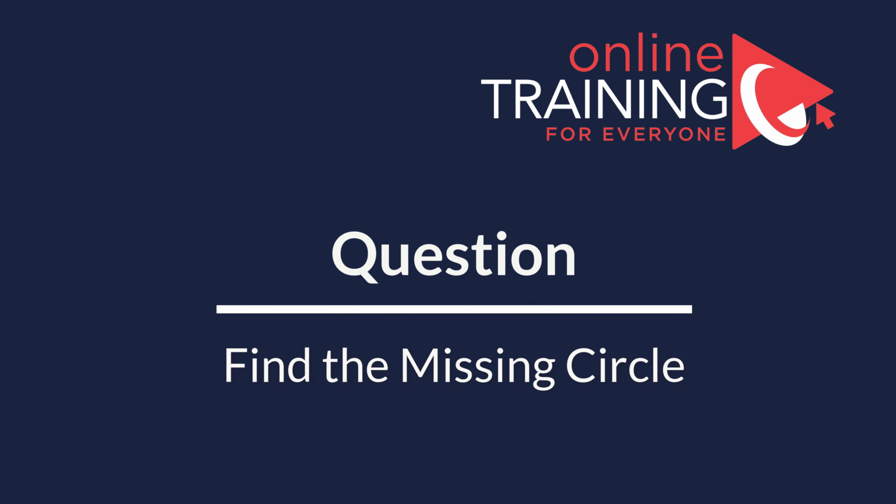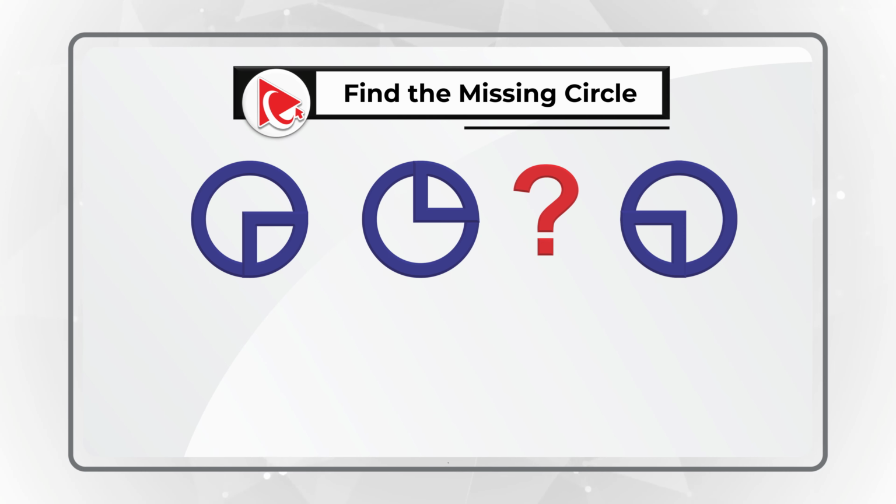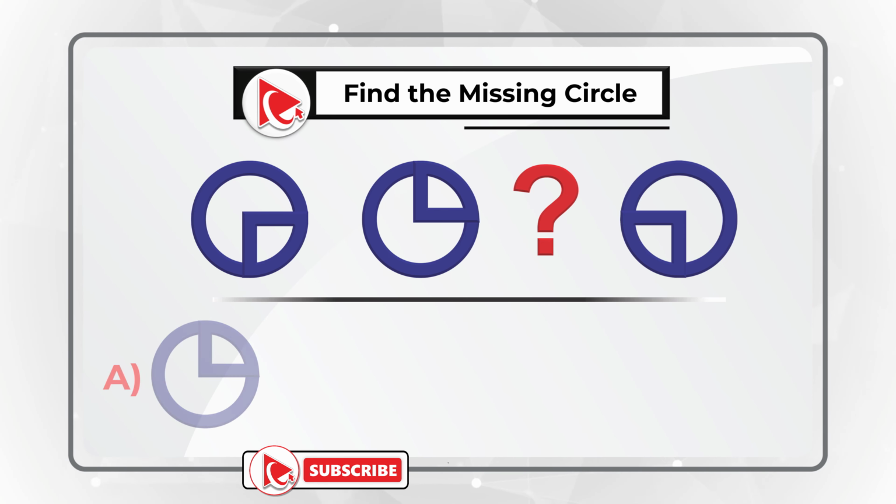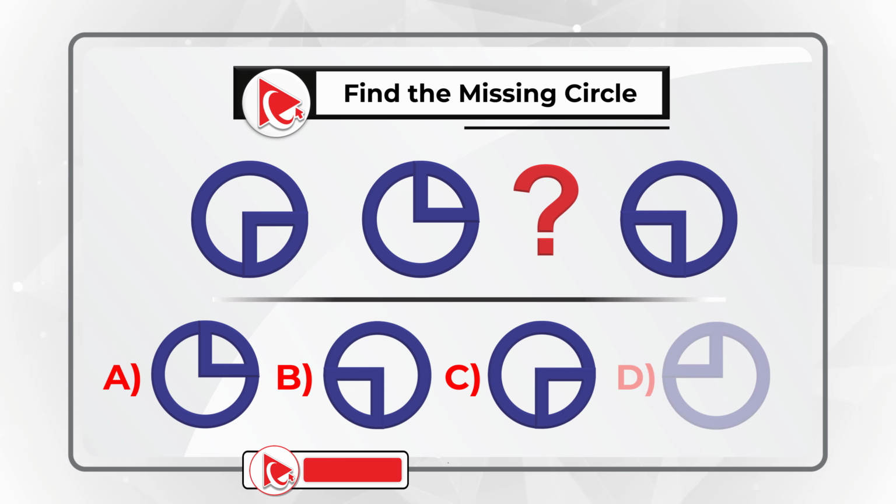Here's a very interesting problem which tests your analytical skills. You're presented with 3 circles and 1 circle is missing. You need to select the missing circle out of 4 possible choices. Choices A, B, C, and D.